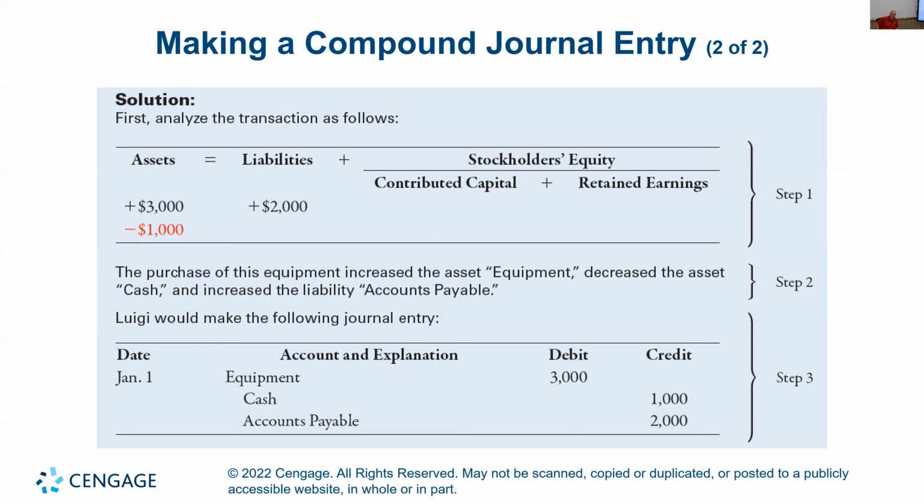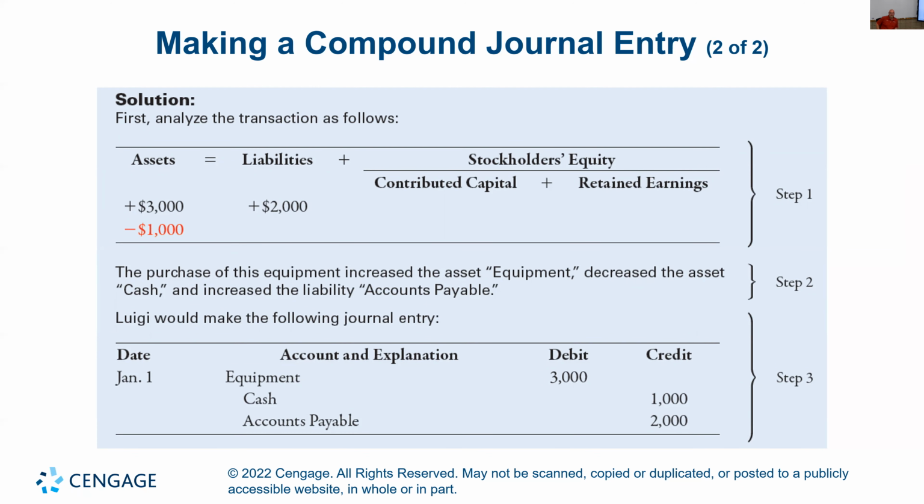Cash is also involved in this, but it is going down. It has a normal debit balance, meaning if it goes up, we put it on the debit side, but in this case, it's going down. So we will make a credit entry to cash for $1,000.